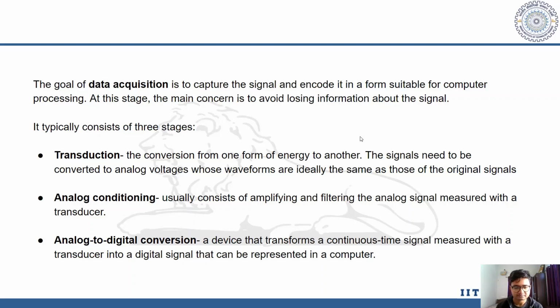It's a device that transforms a continuous time signal measured with a transducer into a digital signal that can be represented in a computer. Now, ADCs are implemented as integrated circuits, commercially as well as for research purposes, and find multiple applications in digital image processing, music recording, scientific instruments, encoders, and even display devices such as LCD.